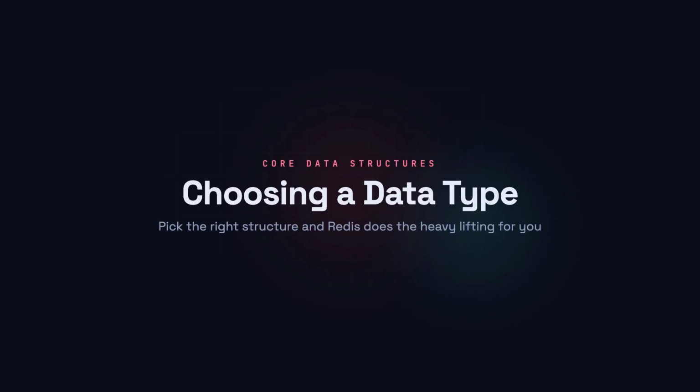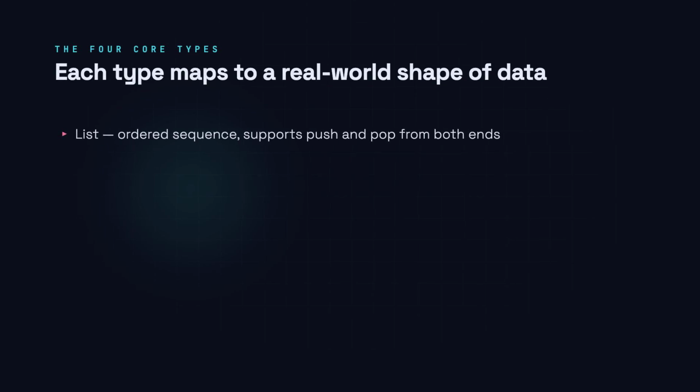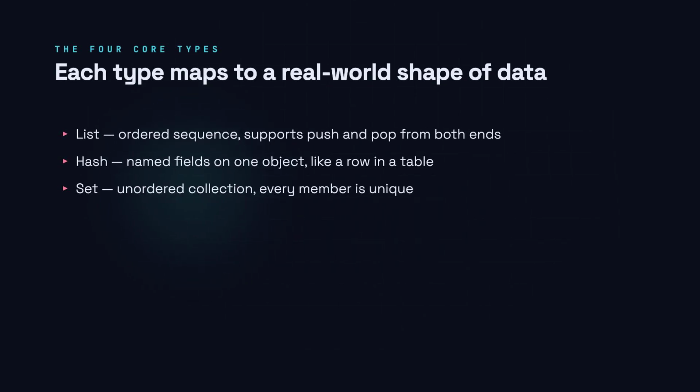Redis is not a one-trick key-value store. It ships 4 core data structures, and picking the right one is the single most important decision you make before writing any code. Think of each type as a contract. The shape of your data tells you the type, and the type tells you which commands to reach for. Picking the wrong type usually means doing in application code what Redis could do for you natively.